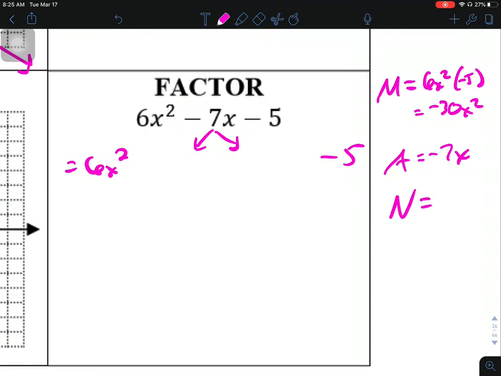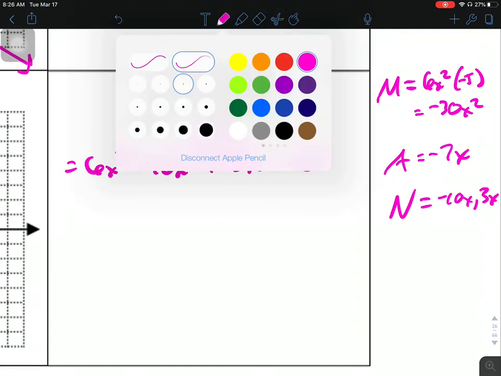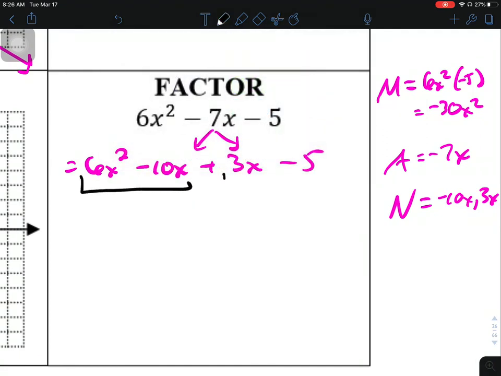How about a -10x and a +3x? That adds to -7x and it multiplies to -30x squared. The order in which you write these does not matter. When you group these together, I suggest not to use parentheses, but just group it like this. It will help us avoid some sign errors.